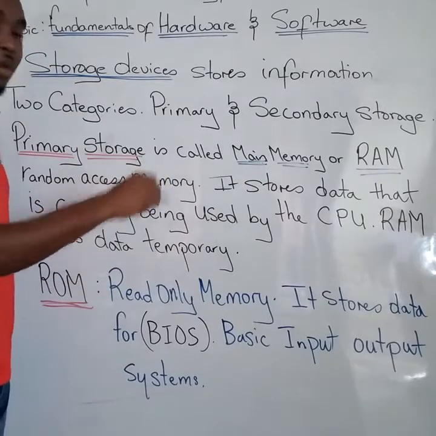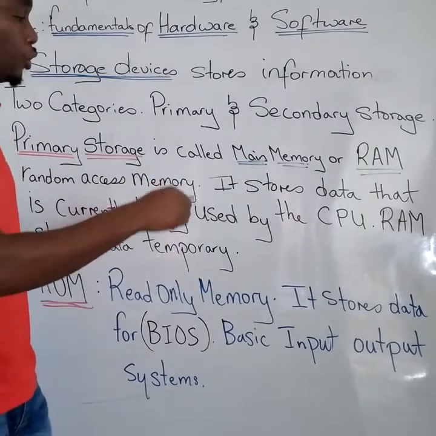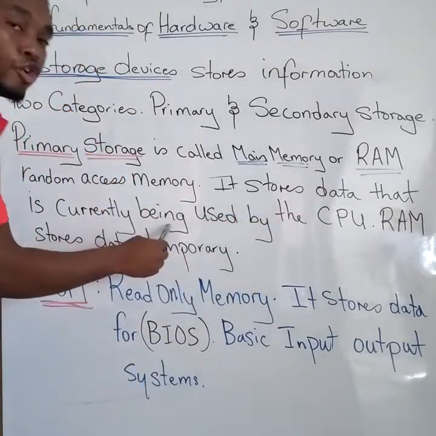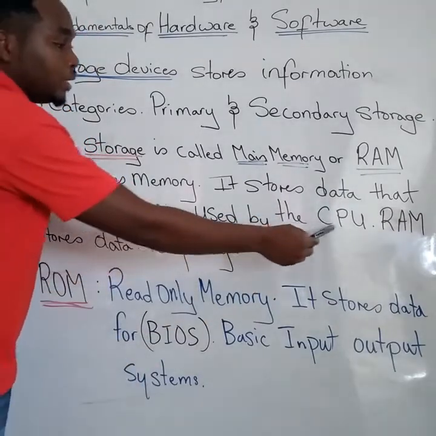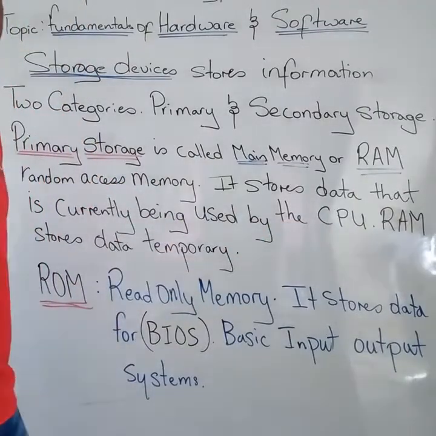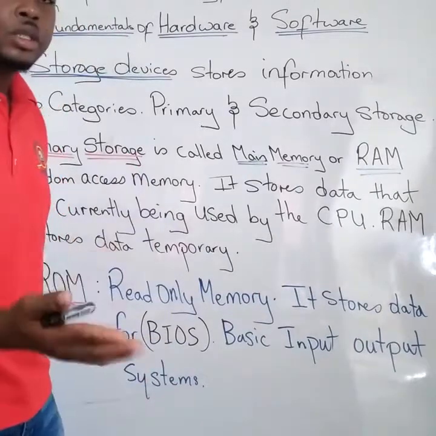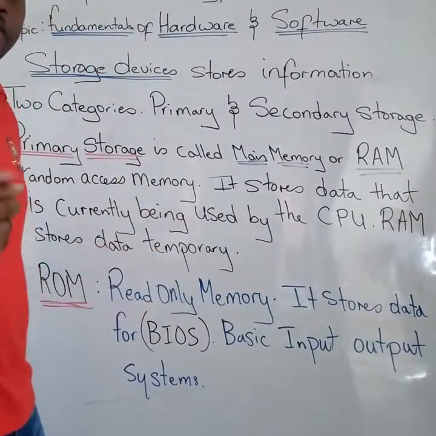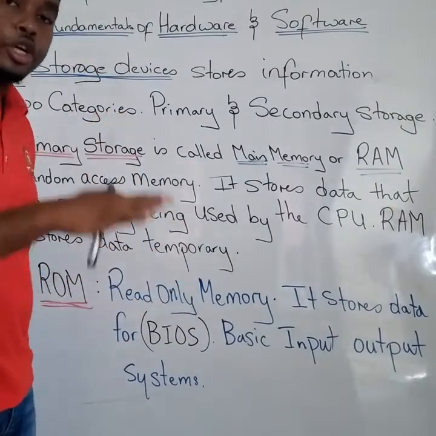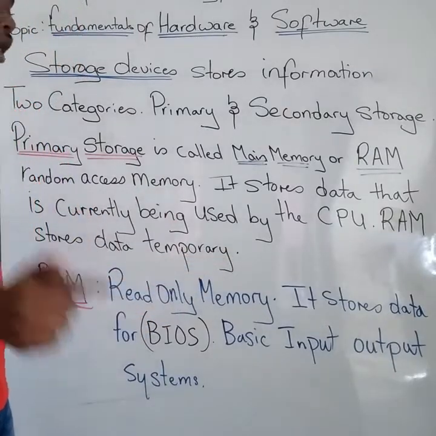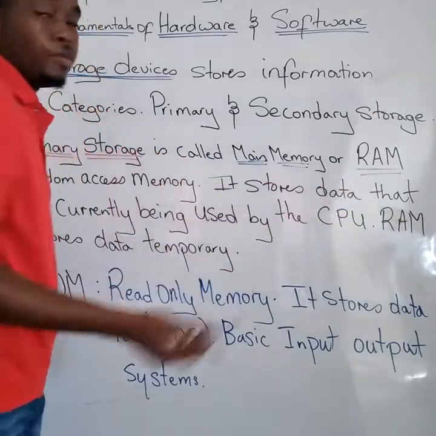This random access memory, or our primary storage, basically stores data that is currently being used by the central processing unit. As we said earlier on, the central processing unit processes all data. So all of that data would then need to be stored temporarily in what we call our random access memory.